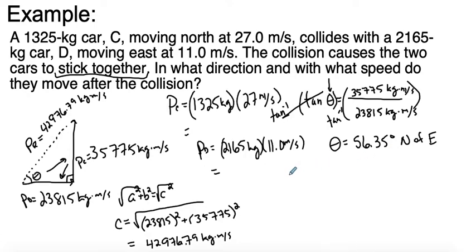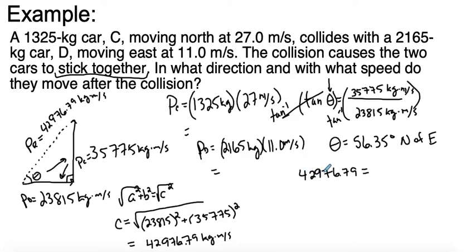So for the second part of this here, which should be a little bit more difficult, we're trying to find the final speed of that system after they've collided and stuck together. So final momentum, we said it was 42,976.79. Okay, now we have to think of what we need to do with this. So this is momentum equals mass times velocity.